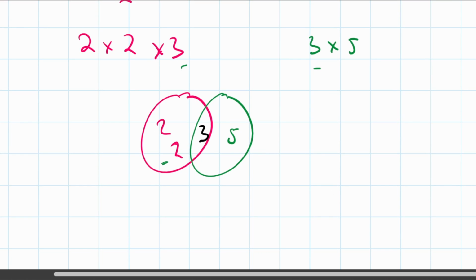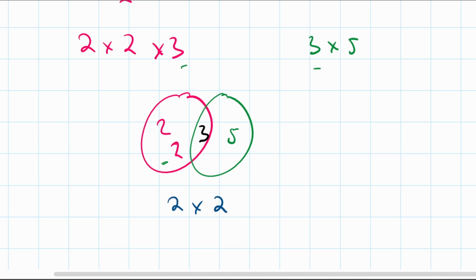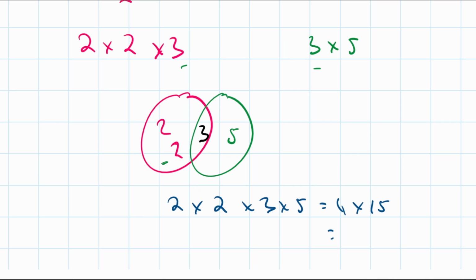And so our answer basically is then you just multiply all of these together. So you do 2 multiplied by 2 multiplied by 3 multiplied by 5. When you multiply all of those together, you should get 4 times 3 times 5. So 4 multiplied by 15, which should give you 60. So the lowest common multiple of 12 and 15 is therefore 60. And instead of listing it out, we use the prime factorization method.